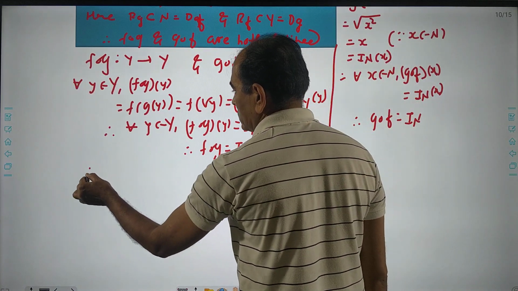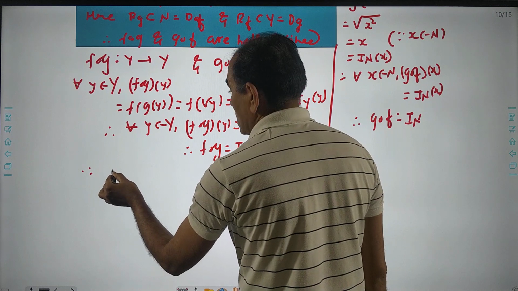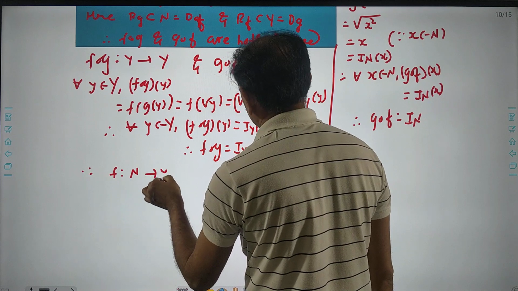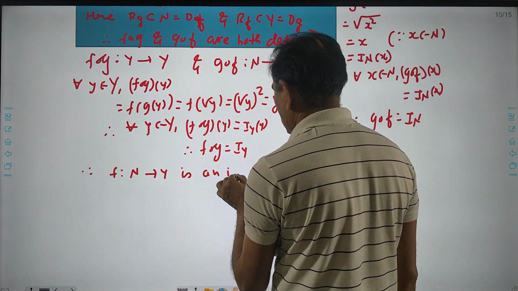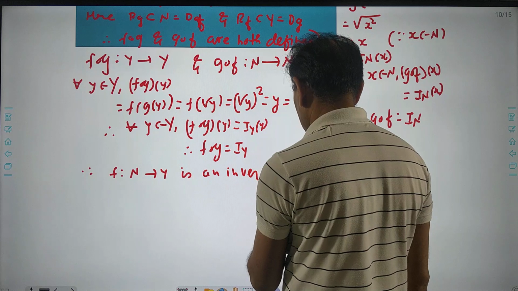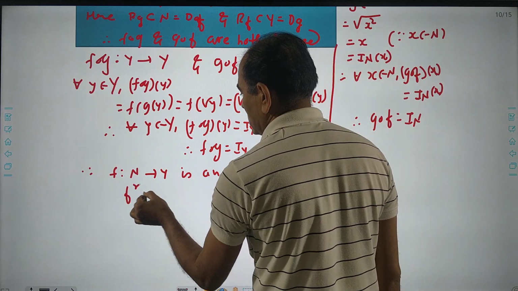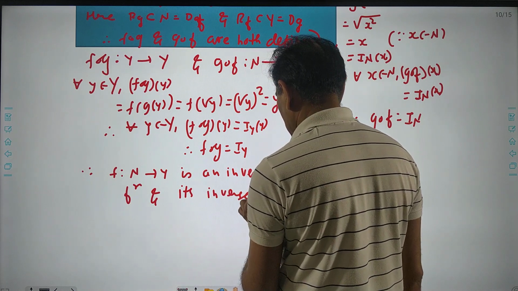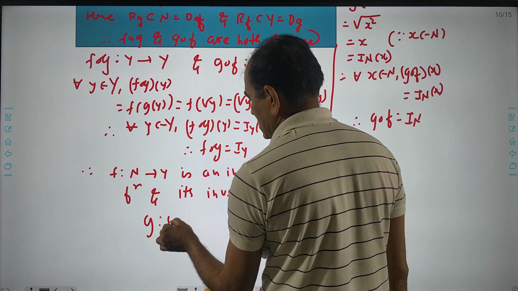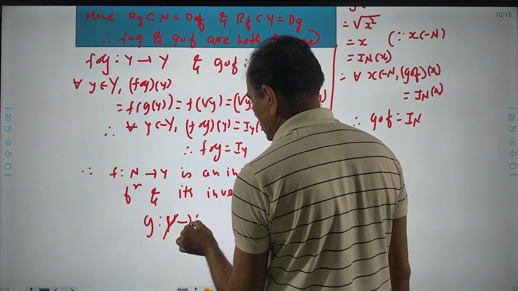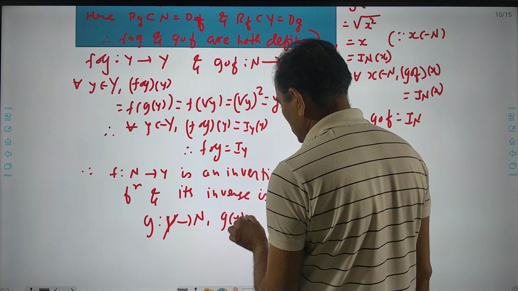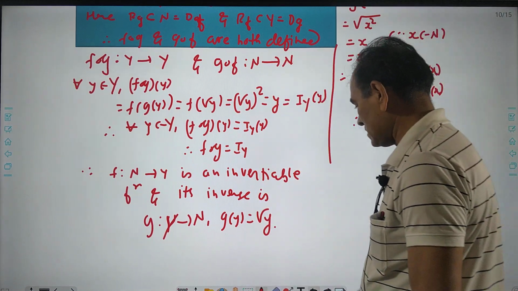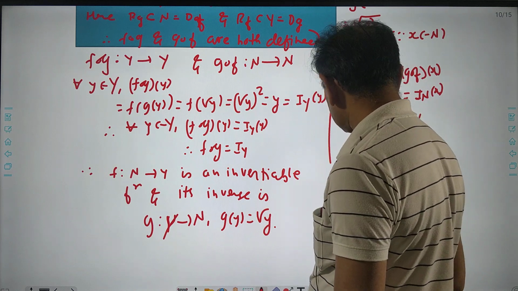And therefore f, from N to Y, is an invertible function, and its inverse is g from Y to N, g(y) is equal to root y. So in this way we can see that thing. So dear friends, let us see the next example.